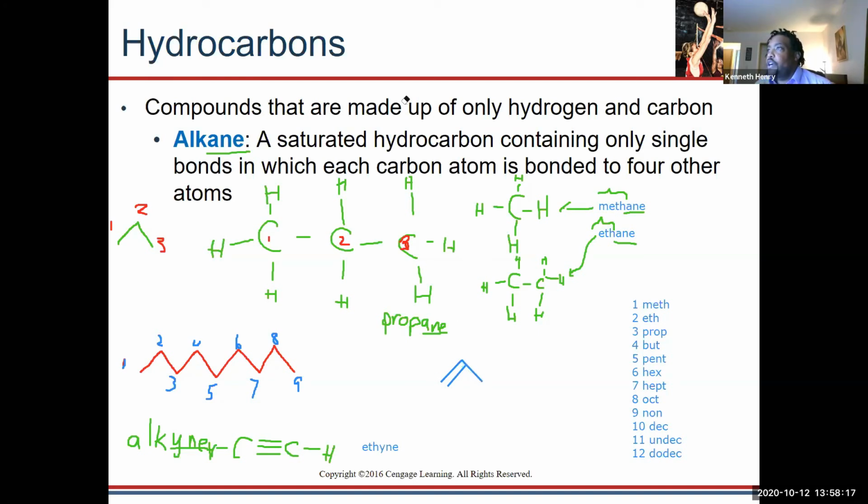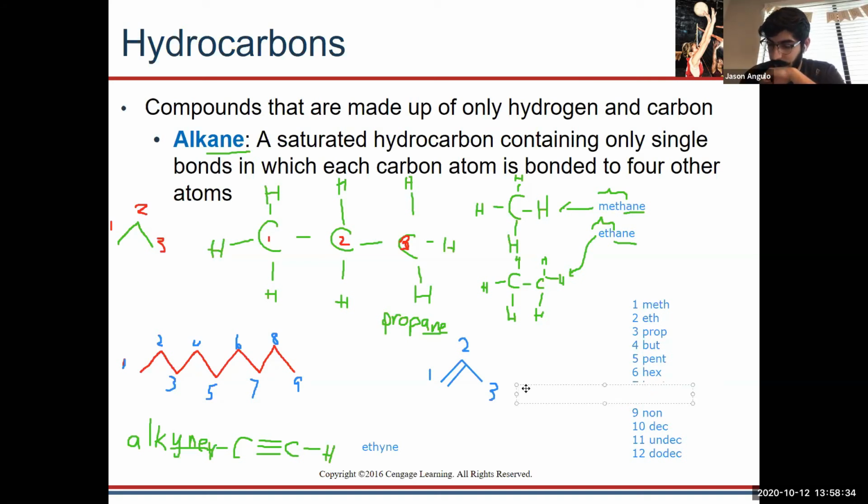So this here would be your first carbon. This would be your second carbon. This is your third carbon, right? So what would this guy be called? That's propene. Okay.